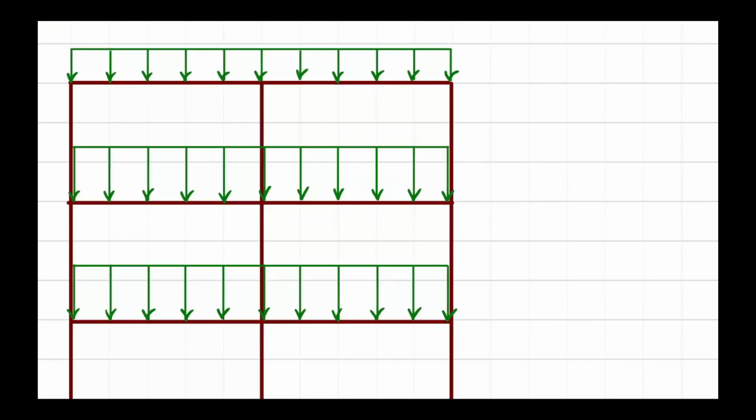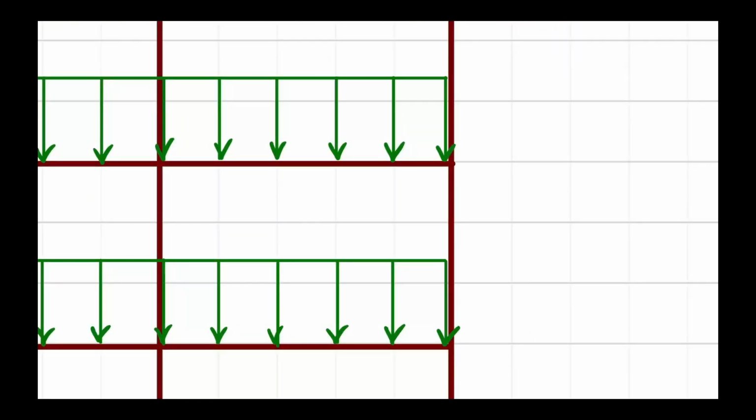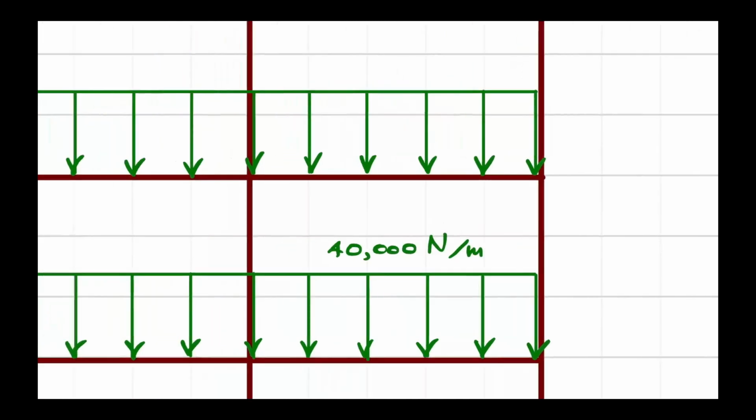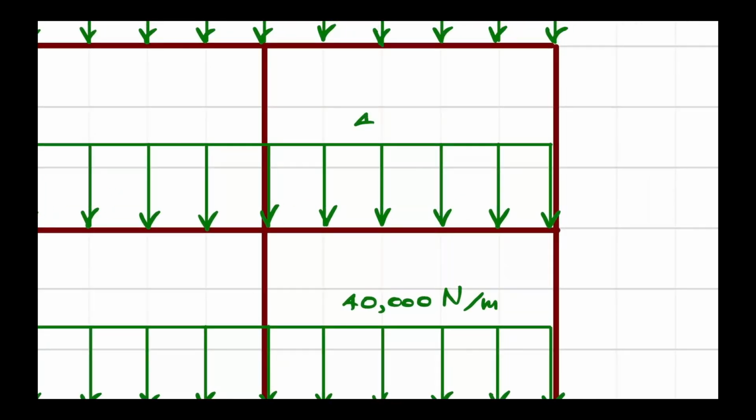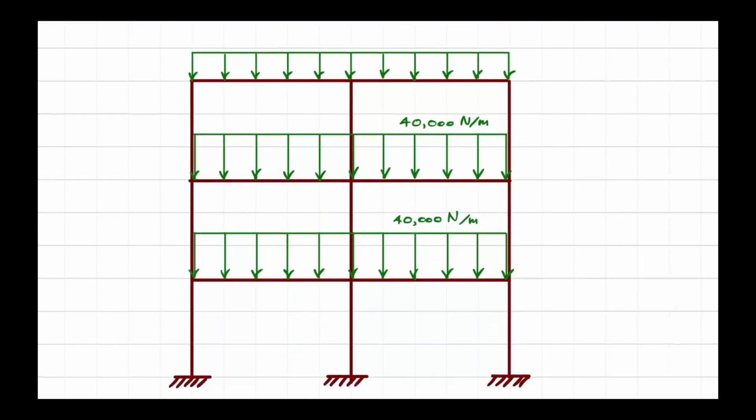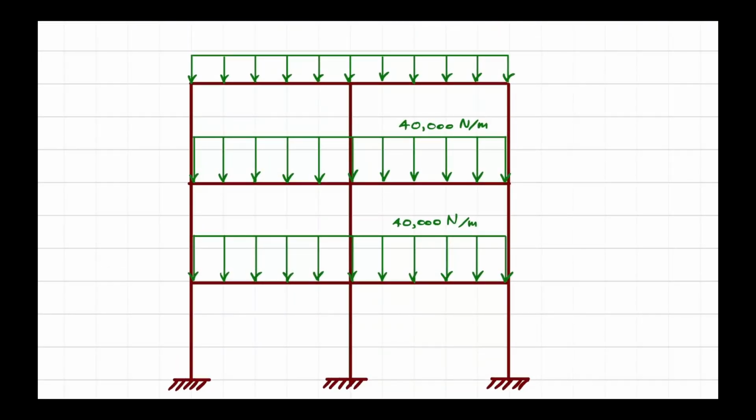40 kilonewton. So this is 40,000 Newton per meter. Likewise, for the third floor, 40,000 Newton per meter. We assume that in this case we have the slab on ground, so for the first floor we don't have it.